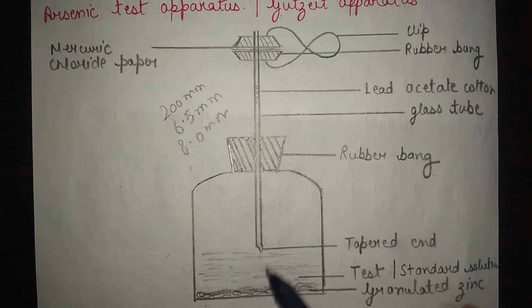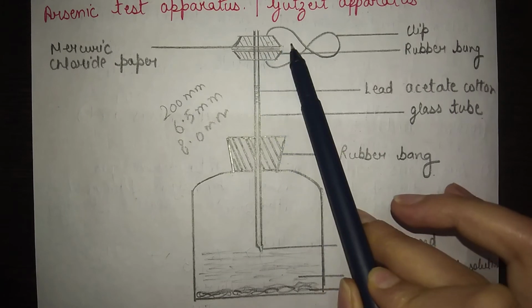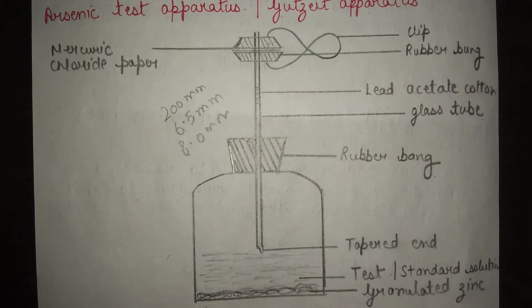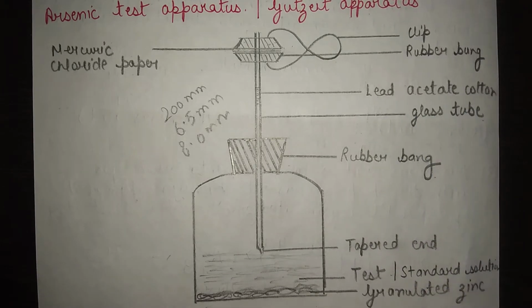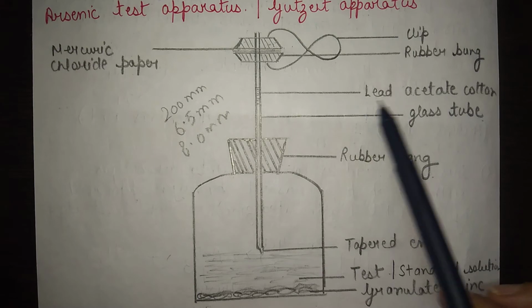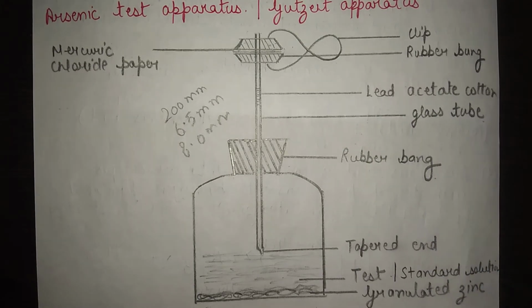So that it does not react with the mercury chloride paper to give a stain which will interfere in our results. Okay, so this is a very important question: why do we use lead acetate cotton in the limit test for arsenic? We use it to trap any hydrogen sulfide gas which might be produced in the reaction, because it can interfere in the results by reacting with mercury chloride paper. So this is the reason why we use lead acetate cotton.